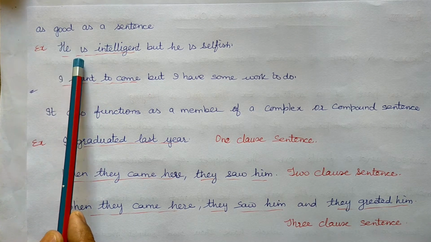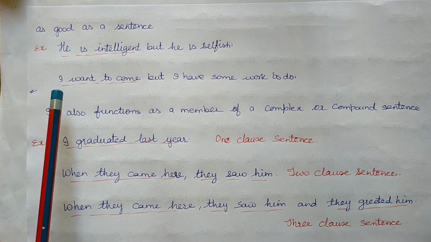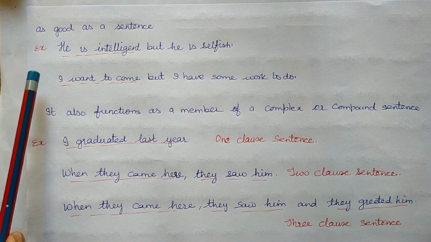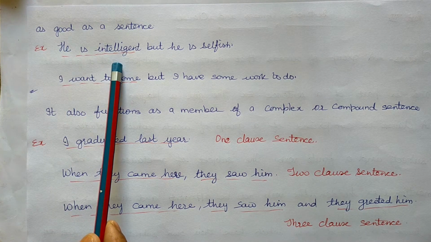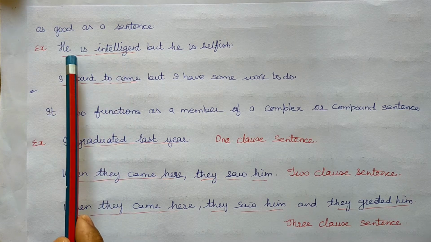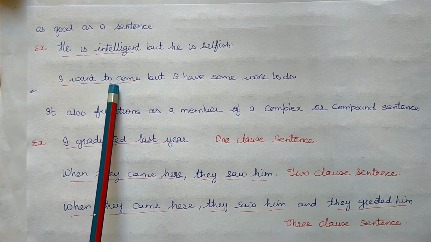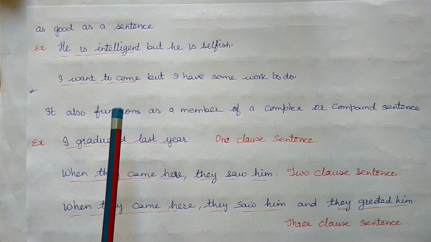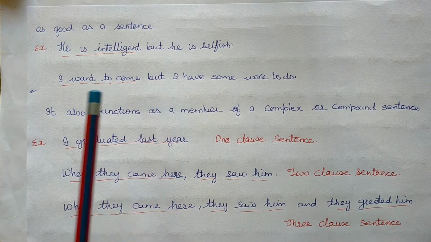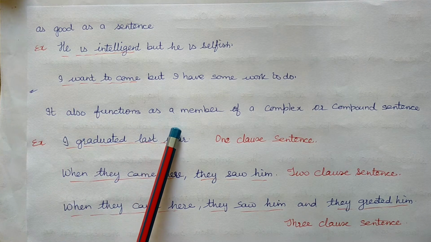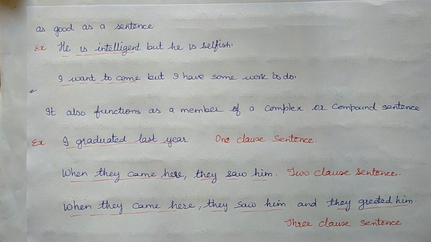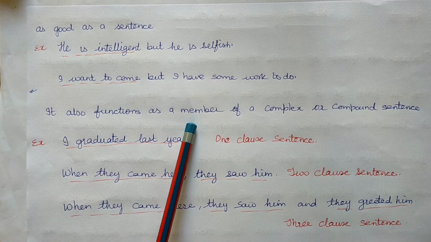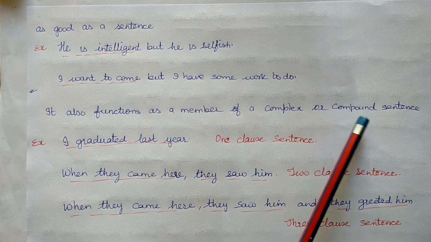So, he is intelligent but he is selfish. I want to come but I have some work to do. Here the sentence has a subject and predicate and is also an example of an independent clause. Here "he is intelligent" and "I want to come" make complete sense independently. It also functions as a member of a complex or compound sentence.